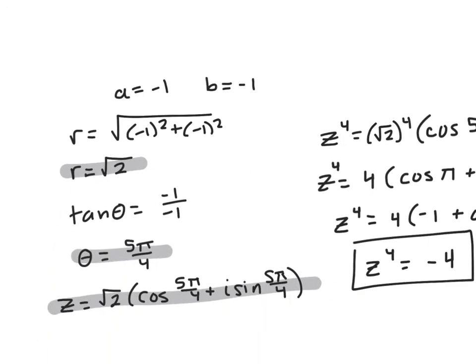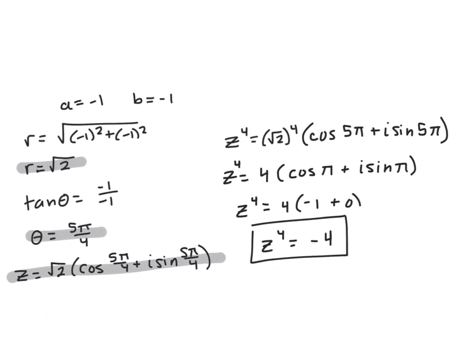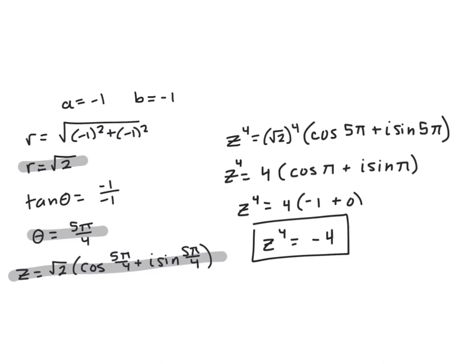Alrighty, so first check that you have correctly written it in trigonometric form. The trigonometric form should be root 2 times the cosine of 5 pi over 4 plus i sine of 5 pi over 4. And then to the right, you can see that we used De Moivre's theorem, and you should end up with -4.